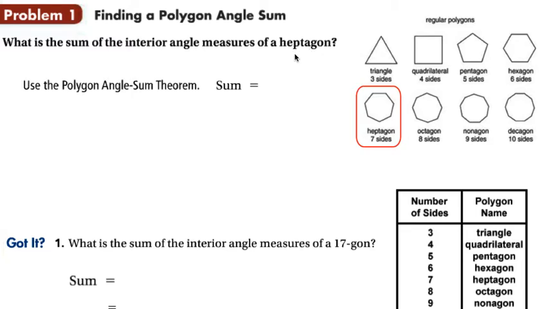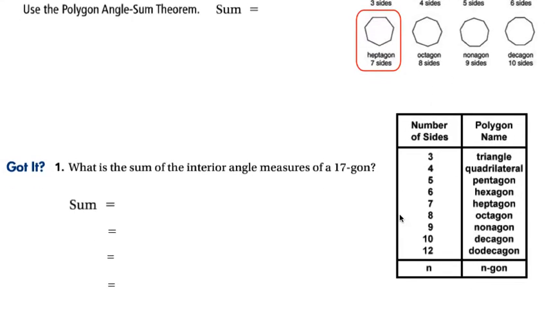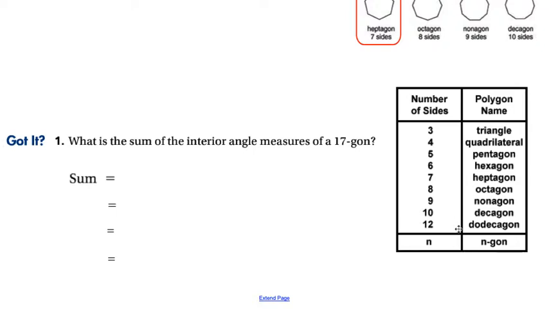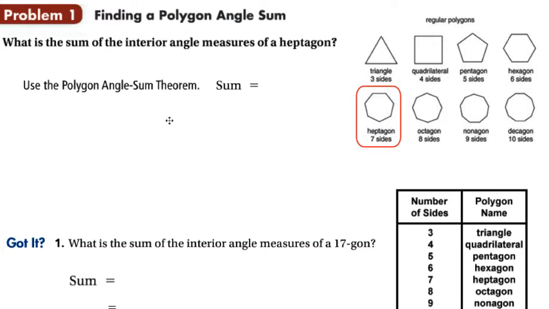Well, I don't know if you know any of your polygon prefixes, so I went ahead and included a table here for you with the number of sides and what each polygon is called. I will expect you to know all of these in this table right here. Anything after 12 doesn't have a special name. It's just called an n-gon. So like if you had 15 sides, it would be called a 15-gon. In this problem we're going to do over here with 17 sides, it's called a 17-gon. So let's go back up to this one.